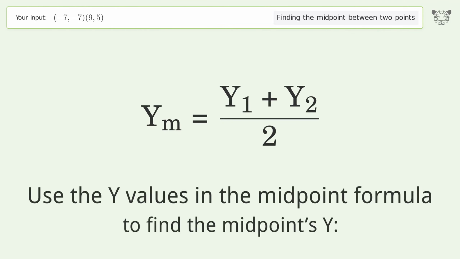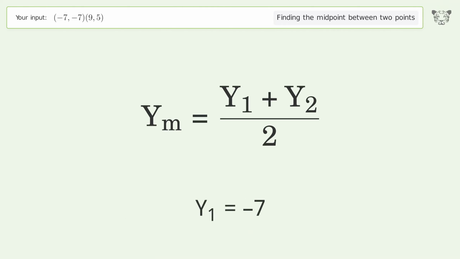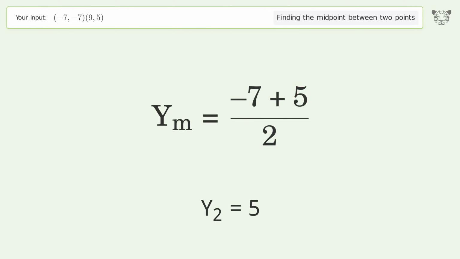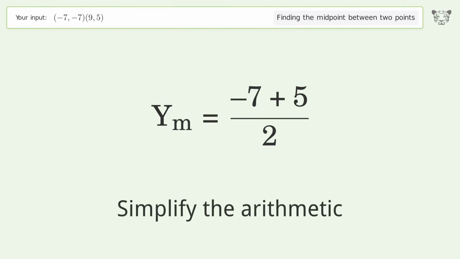Use the y values in the midpoint formula to find the midpoint's y. y1 equals -7. y2 equals 5. Simplify the arithmetic.